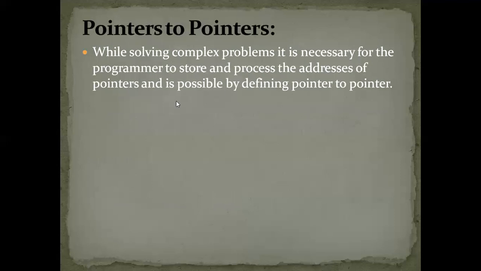Pointers to pointers. What do you mean by pointers to pointers? A pointer is a variable which stores the address of another variable. Pointers to pointers mean that while solving complex problems, it is necessary for the programmer to store and process the address of pointers, not the address of a variable. This is possible by defining a pointer to pointer. Understood this? It's very simple.